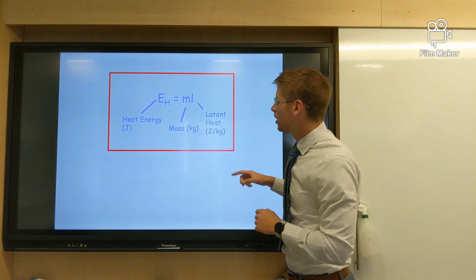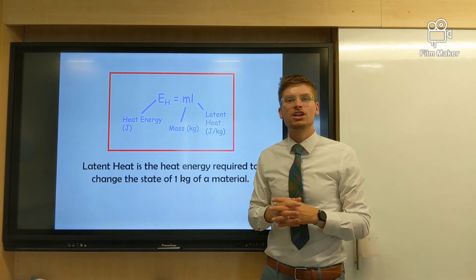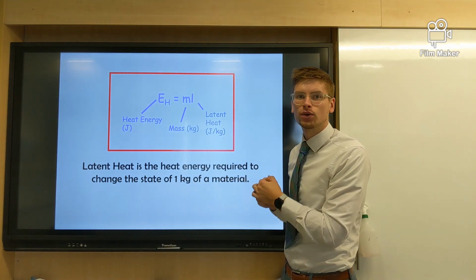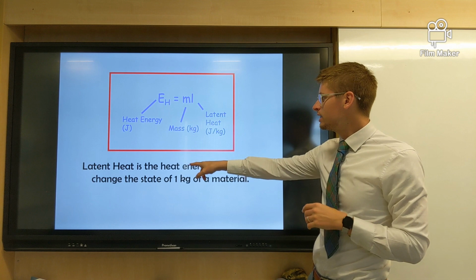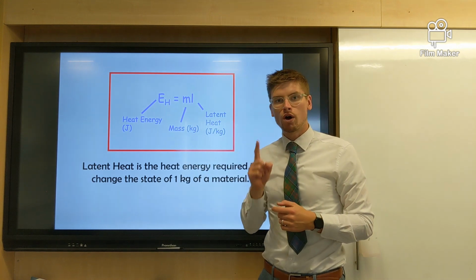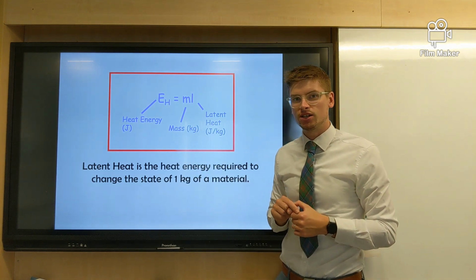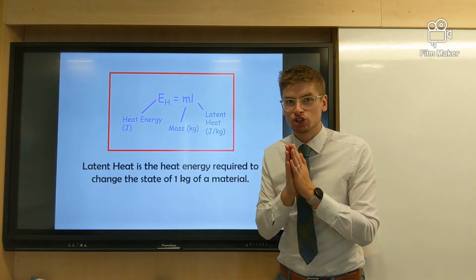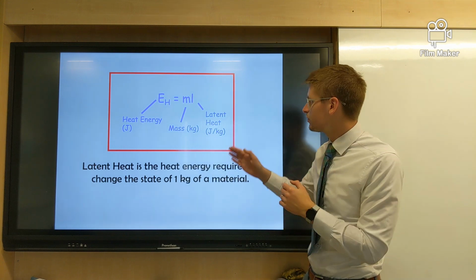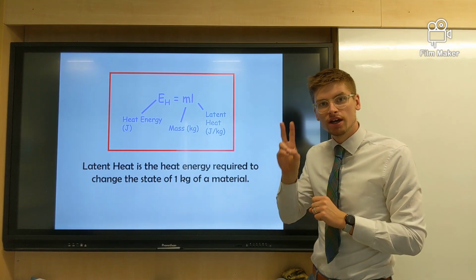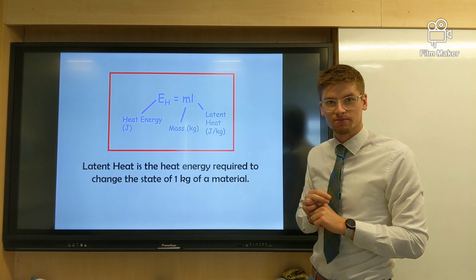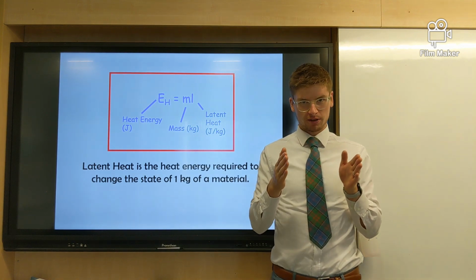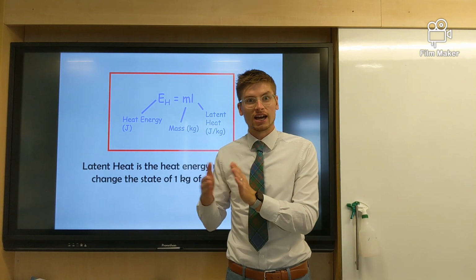Now, this is the equation. The equation is EH equals mL. Heat energy equals the mass times this thing called latent heat. And latent heat is the heat energy required to change the state of 1 kilogram of material. Latent heat is again found in our data booklet, just like specific heat capacity. We have 2 different types of latent heat: one for changing state between a solid and liquid, and one for changing state between a liquid and gas.